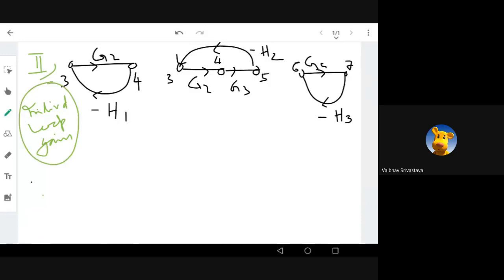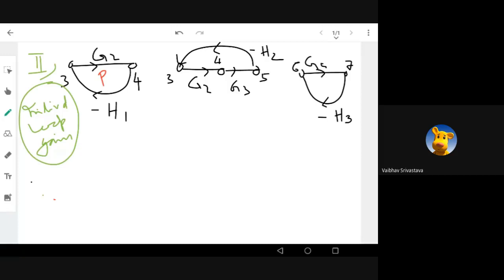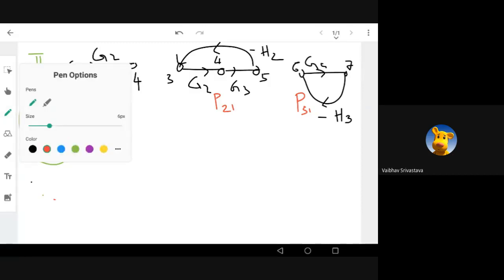Now, what is the loop gain of the first loop? I can call this P11. This is the individual loop gain of loop 1. And P21 is the individual loop gain of loop 2. Now I have P31, which is the individual loop gain of loop 3. Right. Now let's write, what is P11?